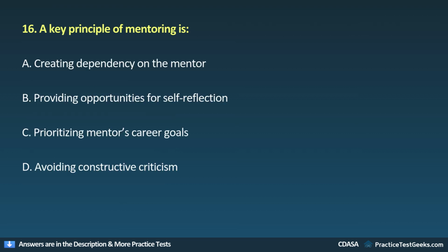16. A key principle of mentoring is: A. Creating dependency on the mentor. B. Providing opportunities for self-reflection. C. Prioritizing mentors' career goals. D. Avoiding constructive criticism.